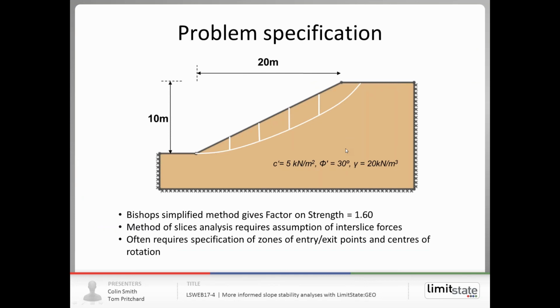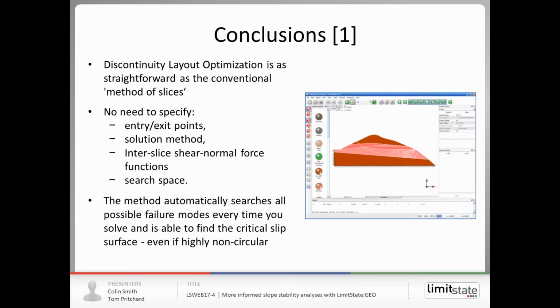Okay, well, we're now coming towards the end of the time period allocated for this webinar, so I'm just going to wrap up with some conclusions. So hopefully you could see that the discontinuity layout optimization method is as straightforward as using the conventional method of slices, but with the added advantage that you don't need to specify entry-exit points, a solution method, interslice shear and normal force functions, or a search space. And the method automatically will search all possible failure modes every time you solve, so it's able to find the critical slip surface even if it's highly non-circular or localized.